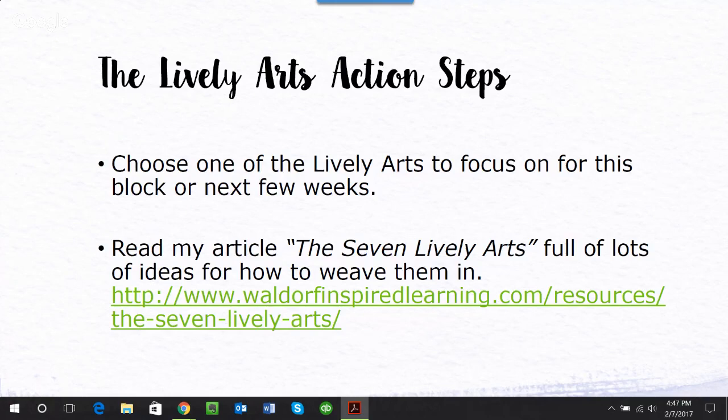So I have this article, The 7 Lively Arts. I haven't updated the visual yet. I'm getting there, but it's full of tons of ideas about how to weave each of these lively arts into your lessons. It's on my website. It's free. It's under that free resources tab, articles, and it's called The 7 Lively Arts, and it gives lots of really specific examples. So if you need some more help, then go there. And you will find that.